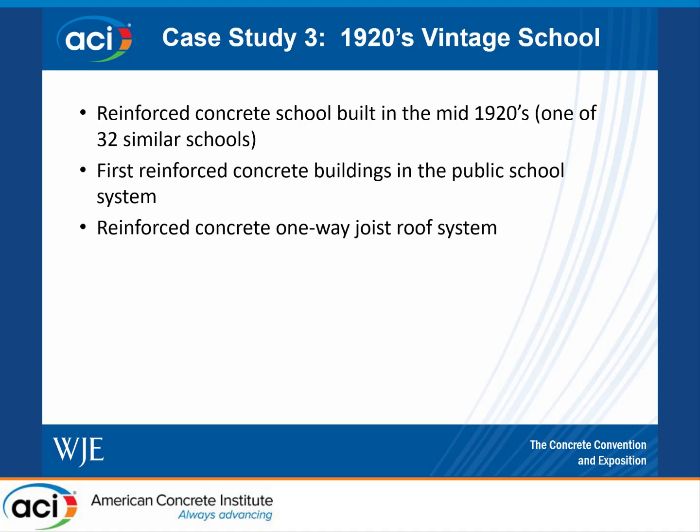So going into the third case study, this was a series of schools that was built in the mid-1920s. This was the first reinforced concrete buildings in this public school system. And the typical structure consisted of one-way reinforced concrete joists spanning between the exterior walls and the interior beams.